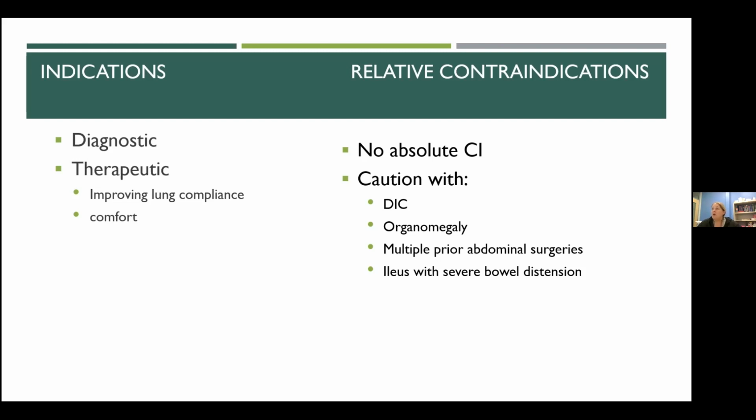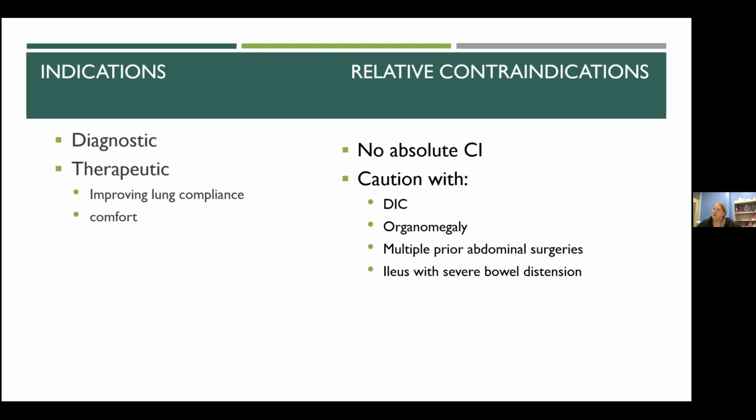There's really no absolute contraindications. You want to be cautious in anybody with a coagulopathy, DIC. Organomegaly certainly makes this more complicated, but again, ultrasound hopefully makes that less of a risk as you're identifying your features as you go in. If someone's had multiple prior abdominal surgeries, you really want to be careful. Things like adhesions are not going to be very easily visible, even on ultrasound. So you need to be careful that you could be getting into a bit of a hostile abdomen and making sure that you have a backup plan for that.